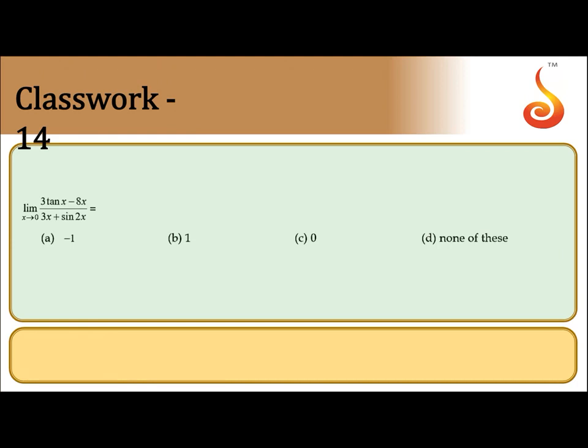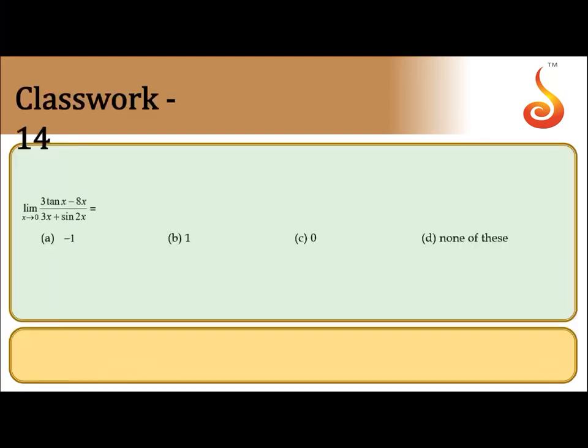14th one. As I told you, when sine and tan are there, you can replace them by the corresponding angles. This can be replaced as 3 tan x, nothing but 3x, minus 8x divided by 3x plus 2x. 3 minus 8 is minus 5x divided by 5x. Cancellation gives us the answer minus 1. So the answer is equal to minus 1.